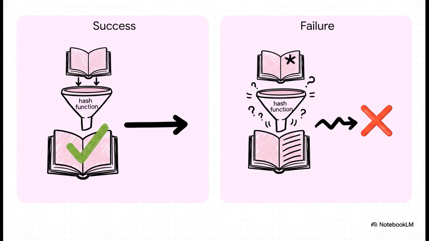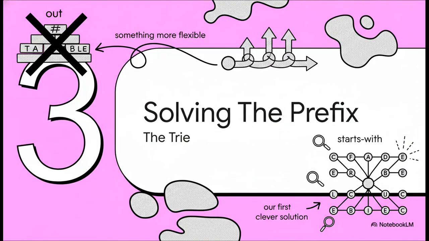But here's the catch, and it's a big one. This slide reveals the hash table's fatal flaw. It is fantastic for an exact match like book, no problem. But for a wildcard query like book*, it is completely and utterly lost. That hash function needs the entire word to calculate the address. There's no concept of alphabetical order or neighbors, so it has no way to find book, books, or booking. It's just impossible.